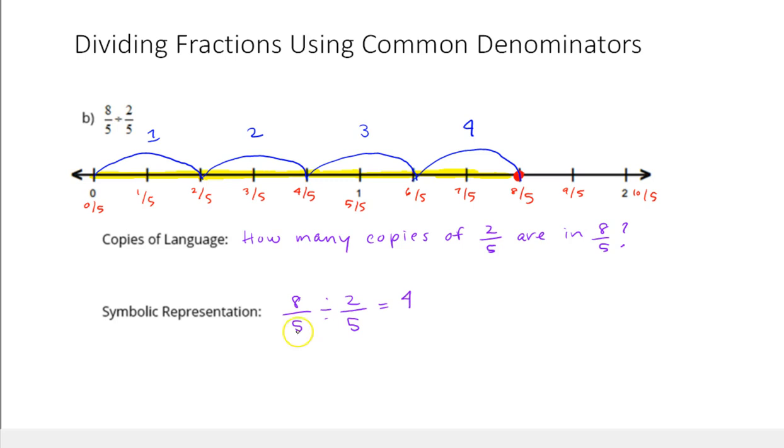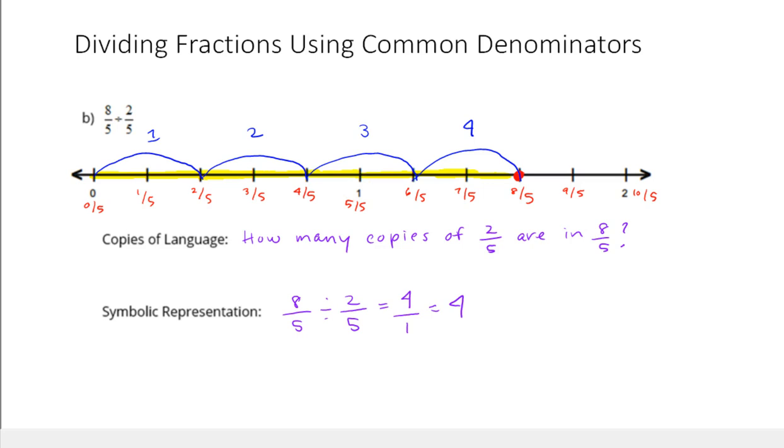And again, notice when we had the same denominator, we could almost ignore the denominators here and just think, well, we have 8 units. They're size 1/5, but there are 8 of them. We want to see how many copies of 2 of those size units are in each one. So it's equivalent to dividing 8 by 2. And if we divided the denominators, we'd have 5 divided by 5 is 1, and our result is 4. And that's consistent with what we found in the diagram.